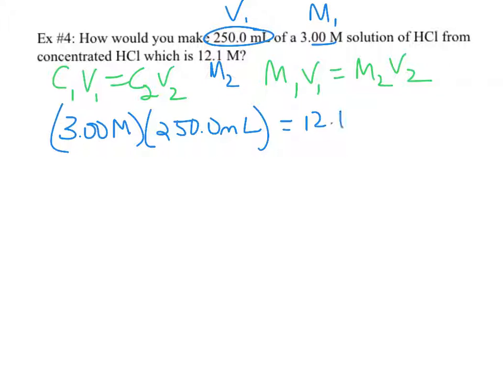So this would be 12.1 molar and V2. When you do the algebra for that, you get that V2 is 62.4 milliliters. You have to add that to a volume of water that's less than 250, and there's a safety rule that goes here: you always add acid into water, so you don't want to add water into concentrated acid. It's kind of like adding water to grease. It would spurt back out at you. So you would add the 62.4 milliliters to maybe 100 milliliters of water, and then dilute it to your 250 milliliter mark, and then mix that up to get your diluted solution.